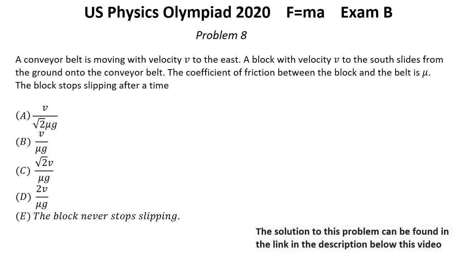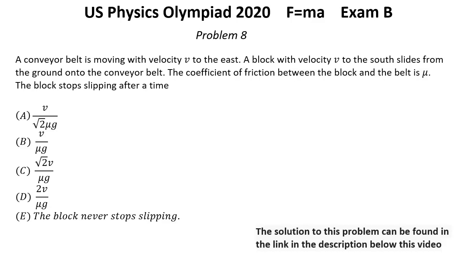Problem number 8. A conveyor belt is moving with the velocity v to the east. A block with velocity v to the south slides from the ground onto the conveyor belt. The coefficient of friction between the block and the belt is μ. The block stops slipping after a time.